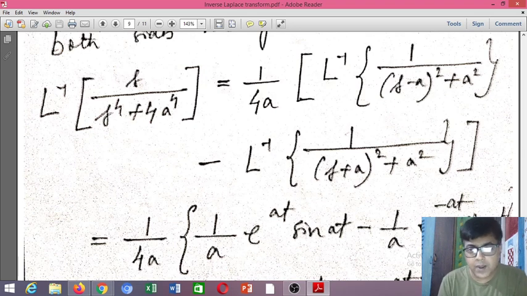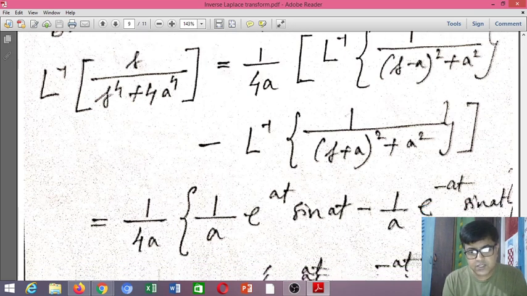In a very similar manner, the next one is also sine, but it is s plus a instead of s minus a. So if it is s plus a, this function is to be multiplied by the exponential function, but with e to the power minus a t, because we have plus a here. So sin a t by a multiplied by e to the power minus a t will give you this.